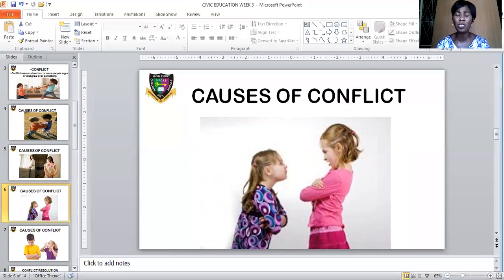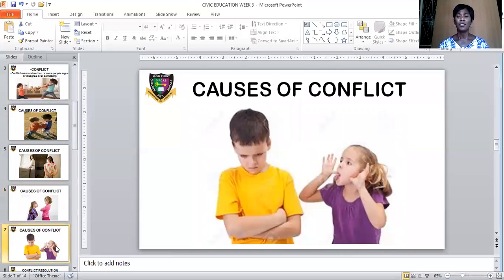Is it good to abuse each other? No. Abusing each other can lead to conflict. Abusing each other can lead to what? Conflict. Good. Then the next picture here shows a girl.